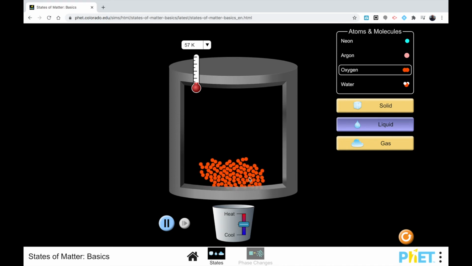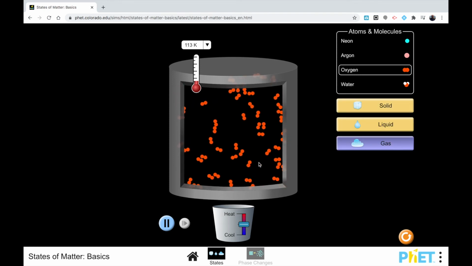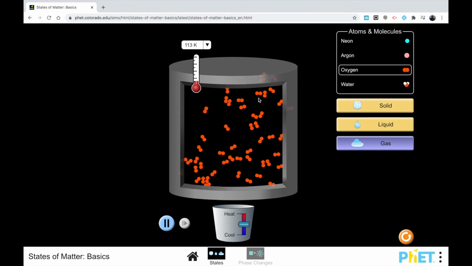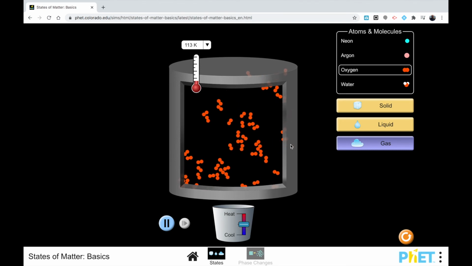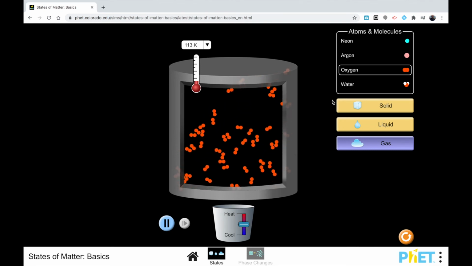Now they're kind of sticking together here, and notice that for all of these, the liquids are always still kind of clumped together, even though they're still trying to take the shape of their container. Now this gas is taking the shape of its container right here, and it's moving around.